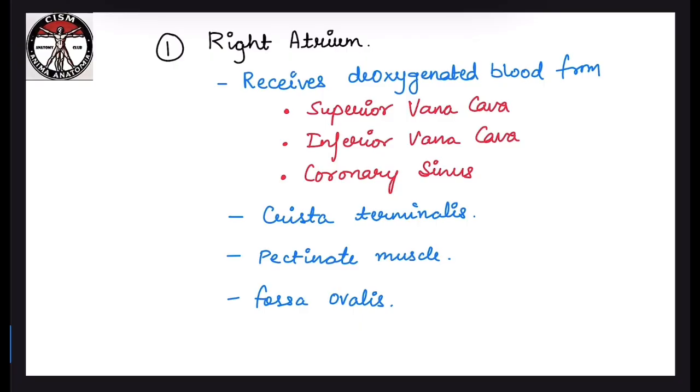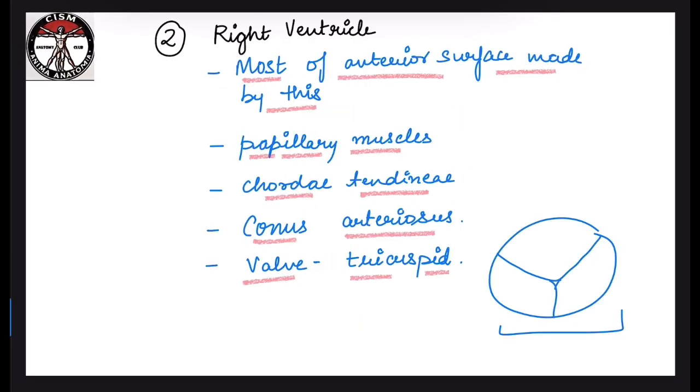So guys, the next topic is the right ventricle. The right ventricle forms most of the anterior part of the heart. The interior is crescent shaped in cross section. There are the papillary muscles attached to the chordae tendineae of the tricuspid valve, and the conus arteriosus, which is also known as the infundibulum. It is the smooth part leading to the pulmonary trunk.